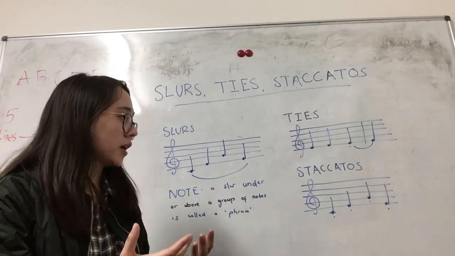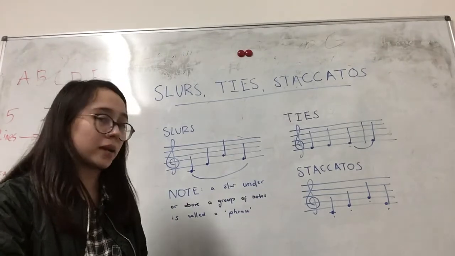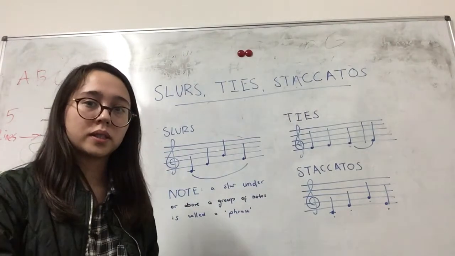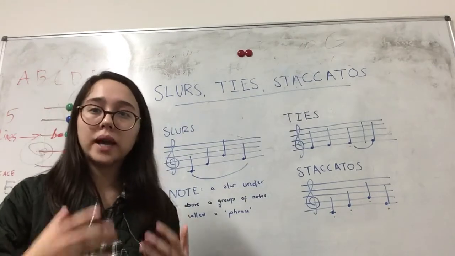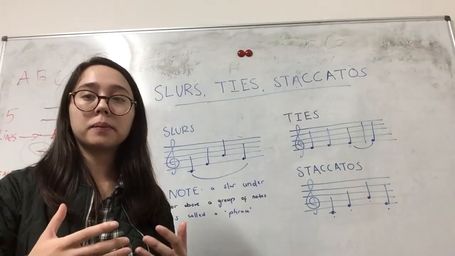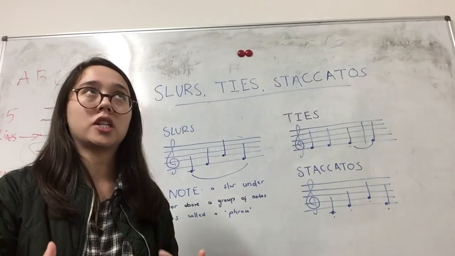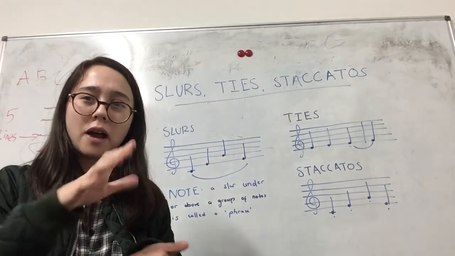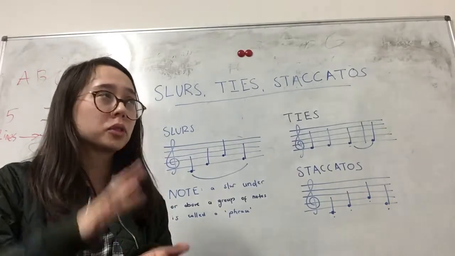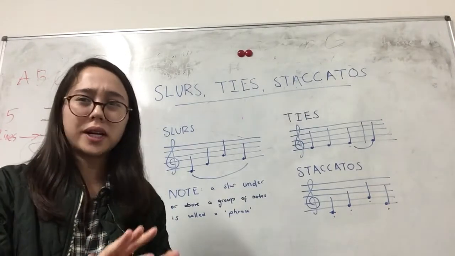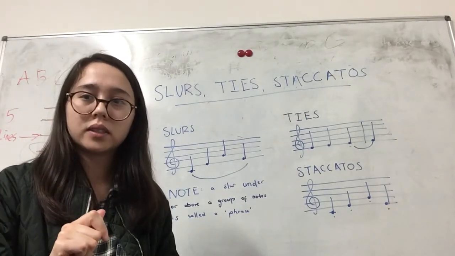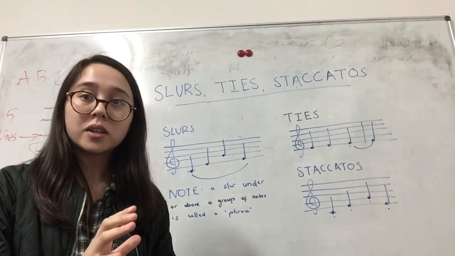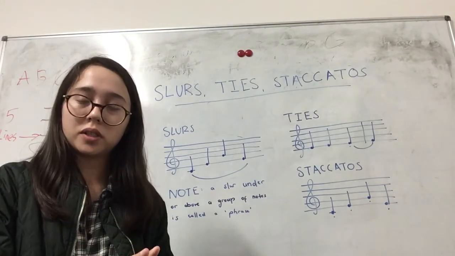A staccato is indicated by a dot underneath or above the note. And a way to play a staccato is simply imagine if you're touching a hot surface. You would never have your finger on that hot surface for any longer than a millisecond. So when you're playing the keys, you want to play as if you're touching a hot surface.